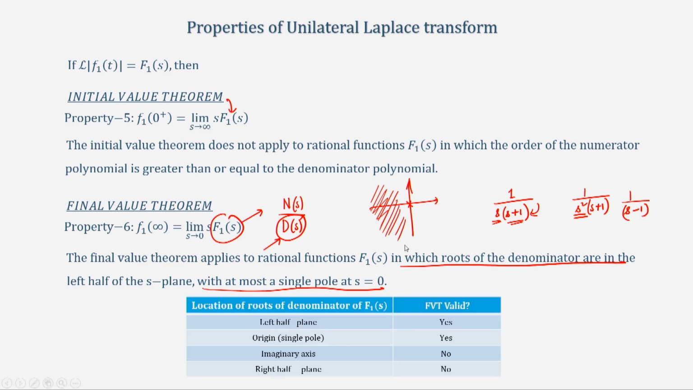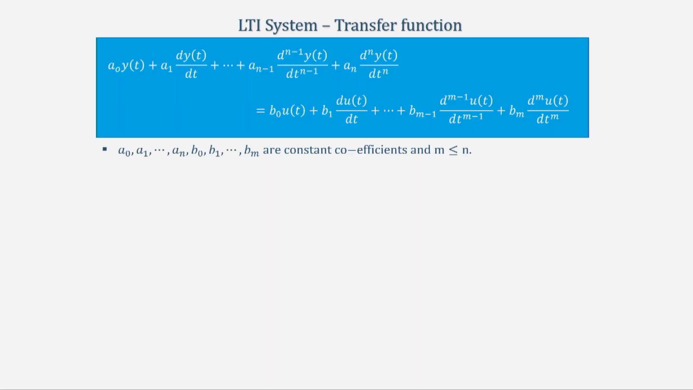So, as a whole, when is the final value theorem valid? If the roots of the denominator are on the left half plane, and if at the origin there is only a single pole or single root. It is not valid if the roots are on the imaginary axis or on the right half of the complex plane. Now how does all this help us? All these things help us in finding out the operator of the system. So let me quickly tell you how to find out the operator of the system.